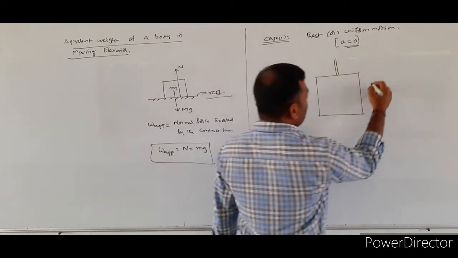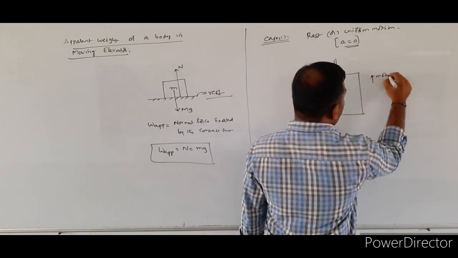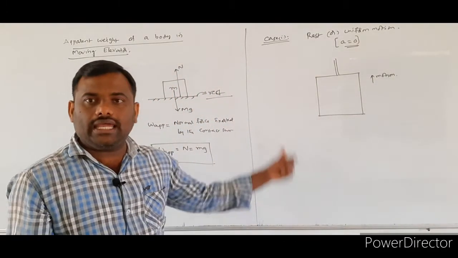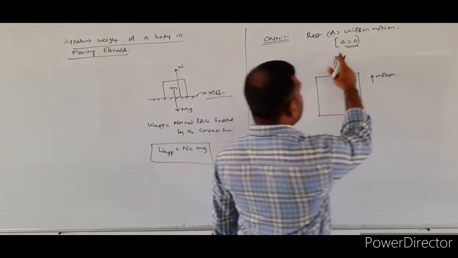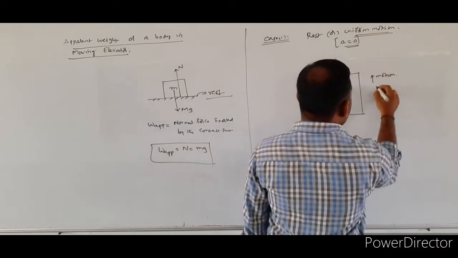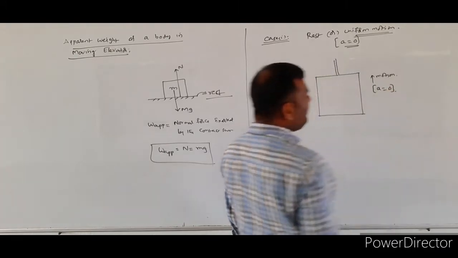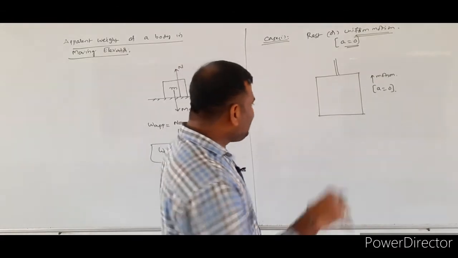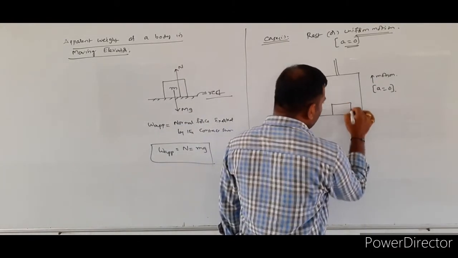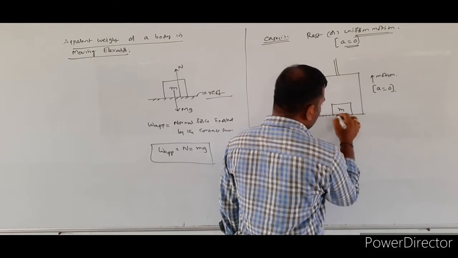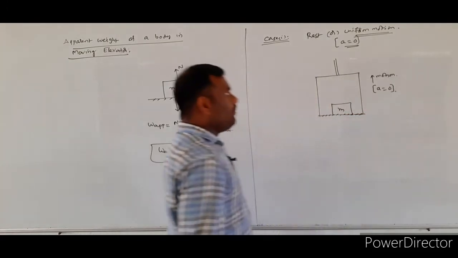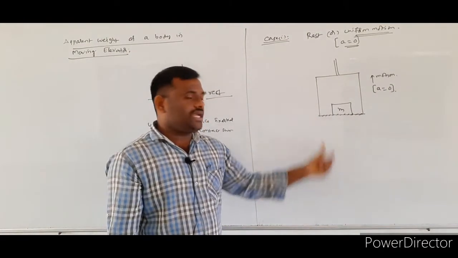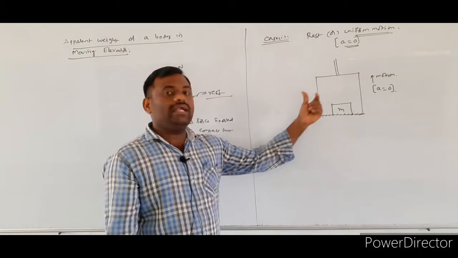I am assuming that the motion of the elevator will be in the vertically upward direction. Here the elevator will be moving with uniform speed, so the acceleration of the elevator is equal to 0. In that elevator, I place a block of mass m, in contact with the surface of the elevator, and we have to calculate the apparent weight of the block.